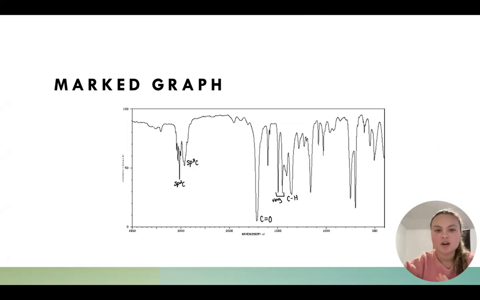Here's an image of the marked graph. You can see the methyl group, the ring that's present, the carbon that's double bonded to the oxygen, and then those two alkyl groups later in the graph.